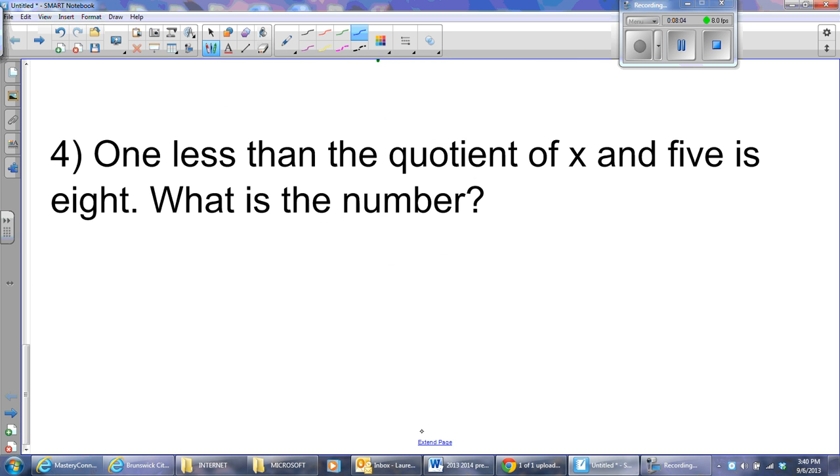Okay, one more example, and then we'll let you go. That'll be the weekend video. All right, 1 less. I need to subtract 1 at some point. Then the quotient of x and 5. Well, that's x over 5 is 8. So I have x over 5. Take away 1, because I need 1 less than that. Going to equal 8. And I'm ready to solve.